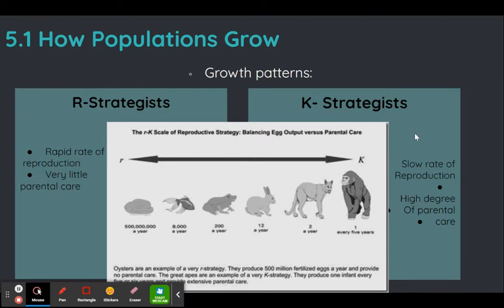K strategists have a slower rate of reproduction, so they have a longer gestation period. Most of our mammals are K strategists because they give birth to their young and generally have a degree of parental care of their offspring.